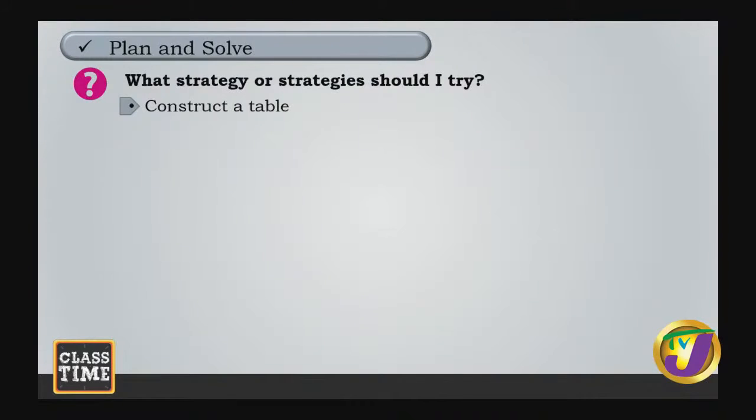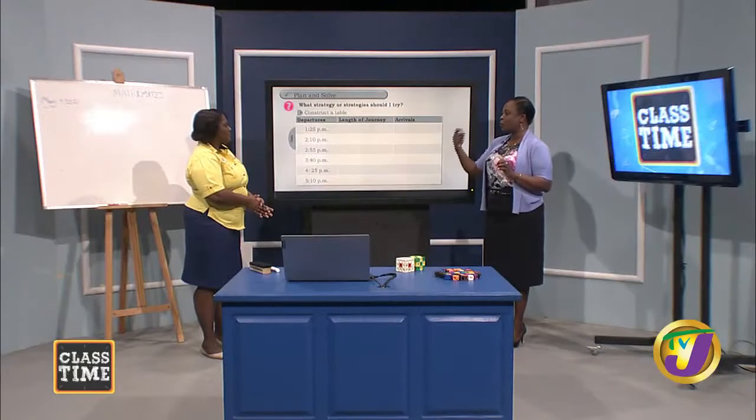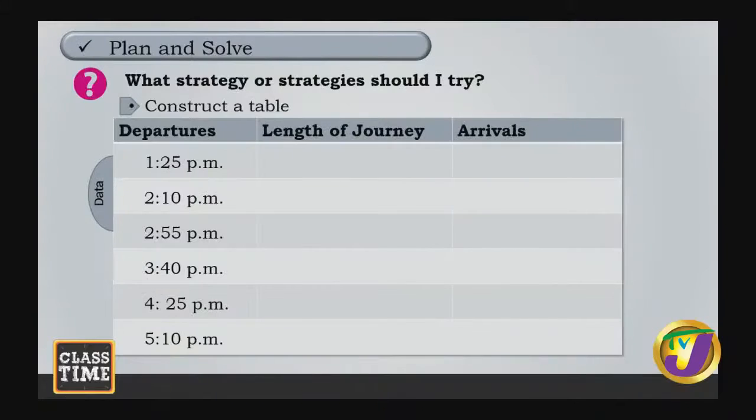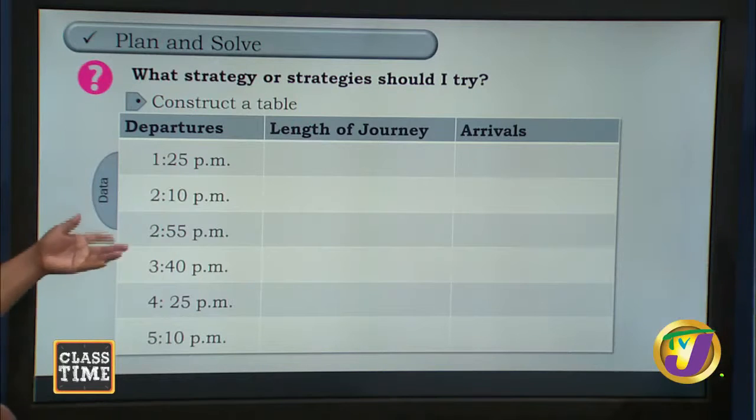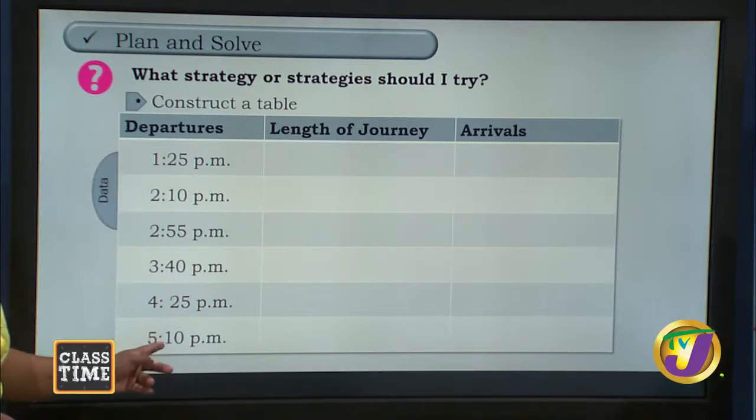The table has the times of departure, the length of the journey, and the times of arrival. In the departure time, we know that each bus leaves at 1:25 p.m. The first bus leaves at 1:25 p.m., but a bus will leave every 45 minutes. So from 1:25, 45 minutes will take us to 2:10 p.m., and 45 minutes more, 2:55 p.m., and we keep going until we find a bus closest to 6 that will be leaving at 5:10.